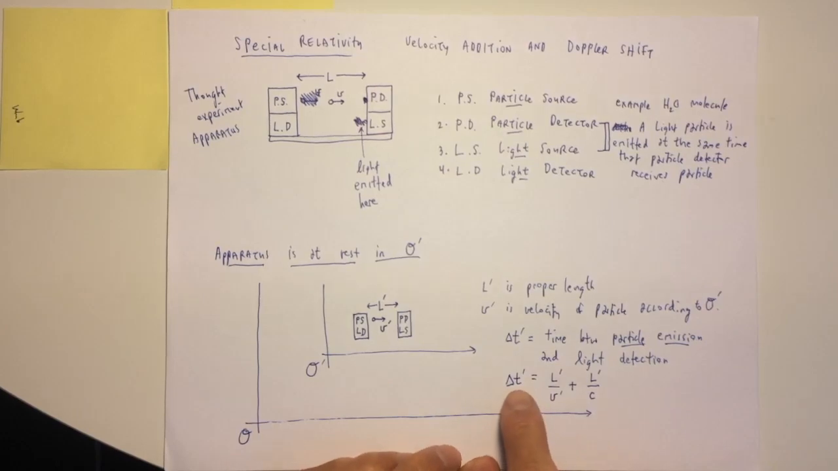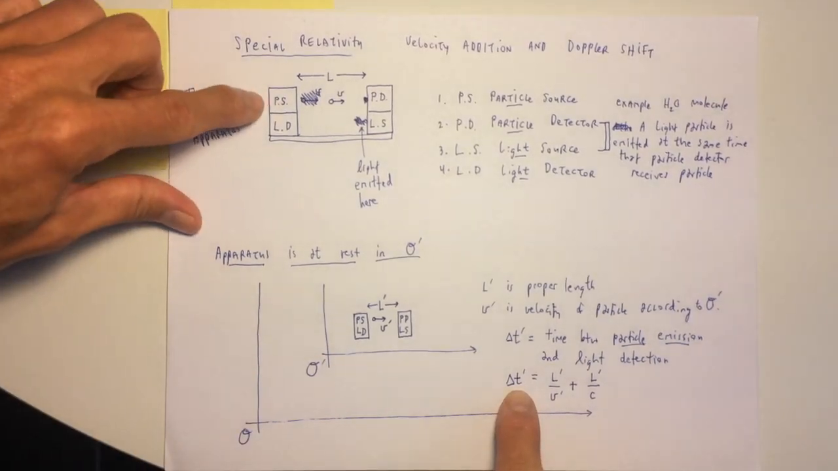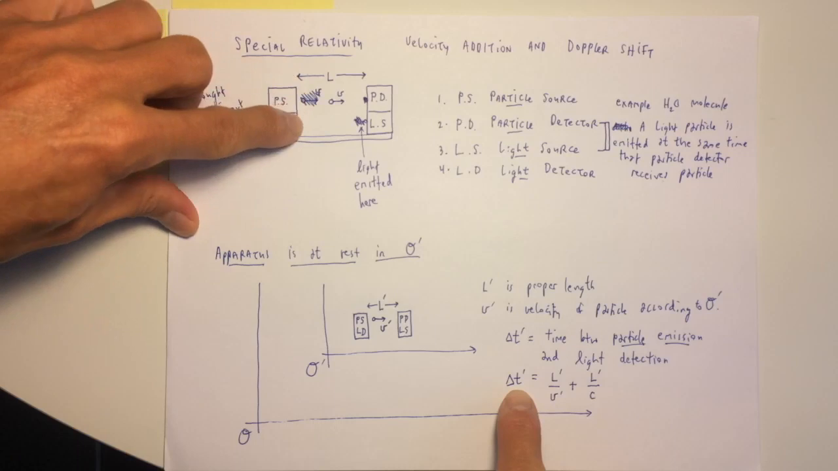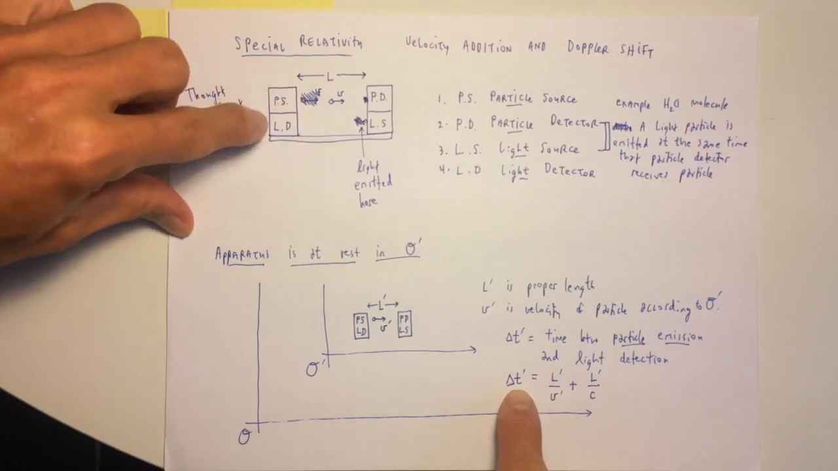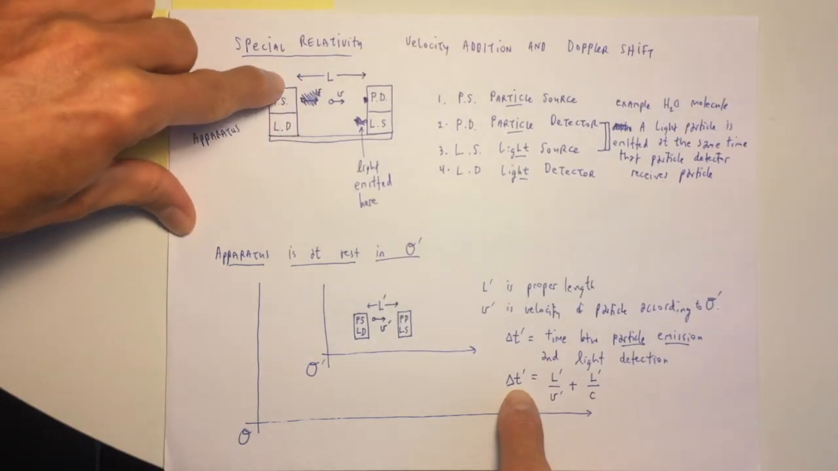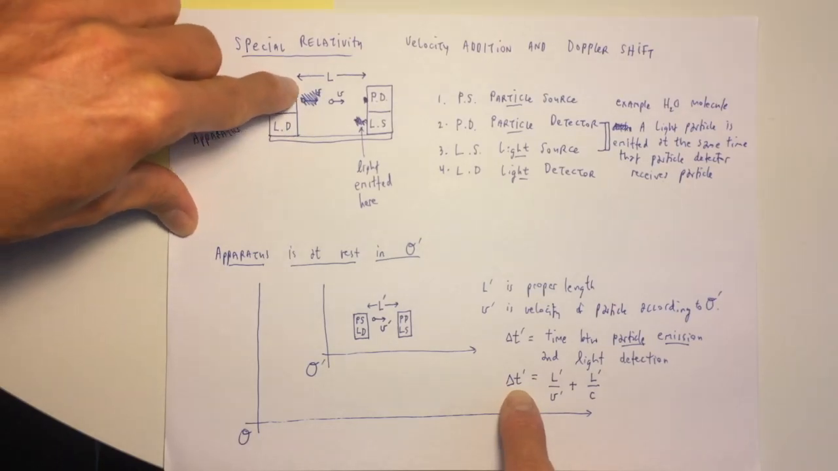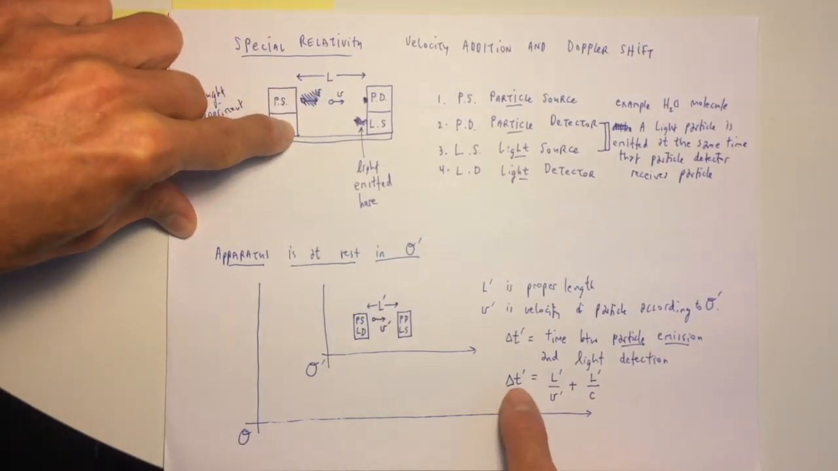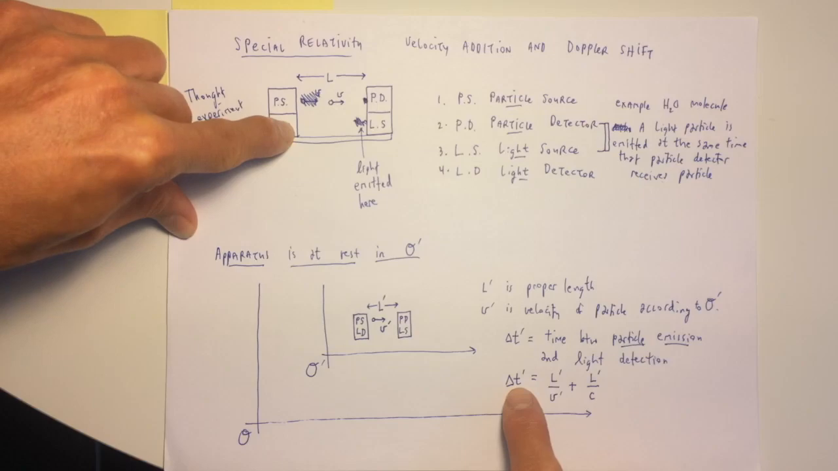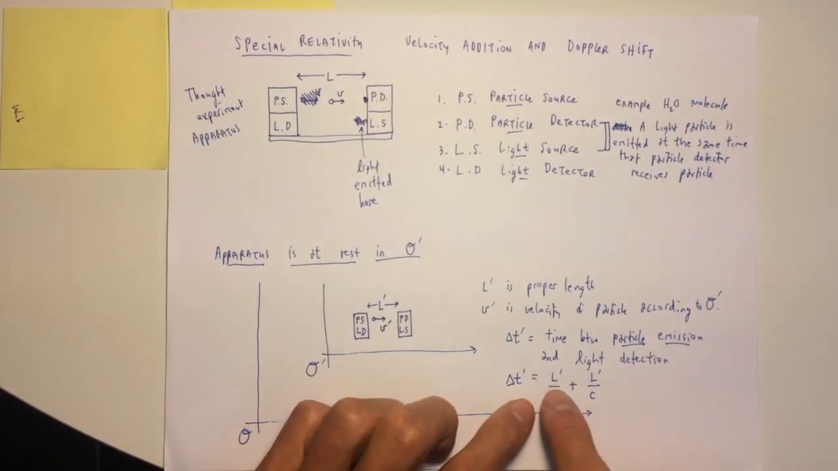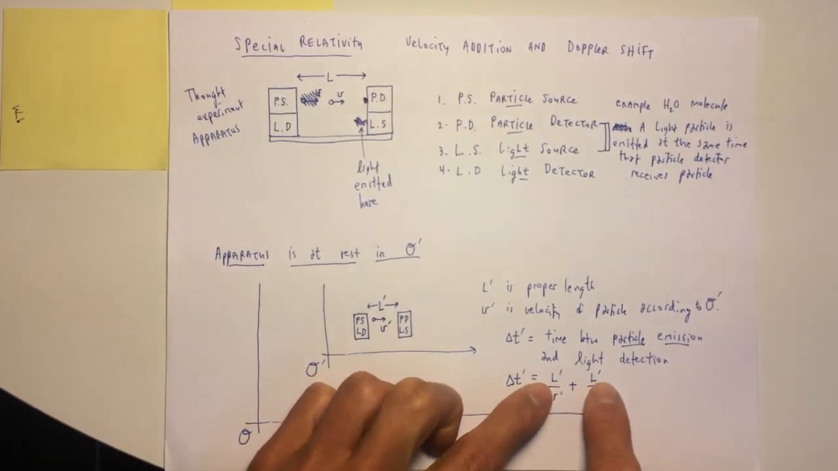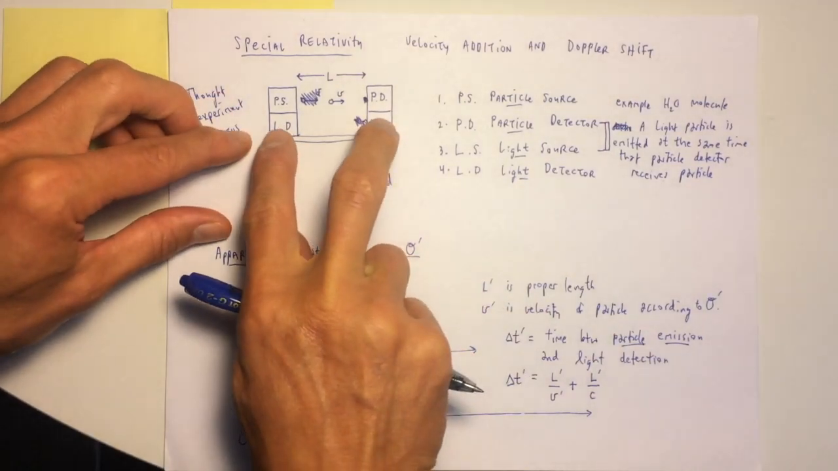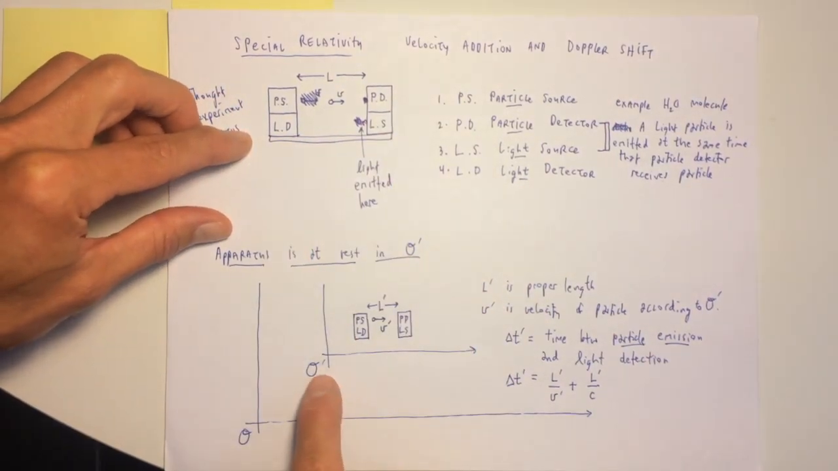It's in terms of a proper time, because the single clock located at the particle source and light detector, those are located at the same place. That single clock located there can measure this time. So it's a proper time. And the L prime is the proper length because the apparatus is at rest in O prime.